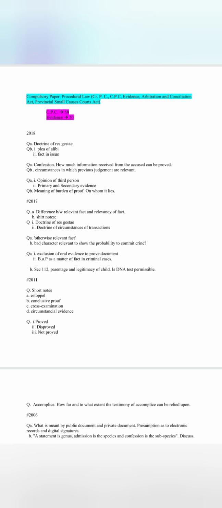Okay. Now what else is important? Accomplice, confession and admission is very important. So anything which relates to it is important, like how far and to what extent the testimony of an accomplice can be relied upon. So they are focusing more on the concept. They need to know that you understand what you have read.